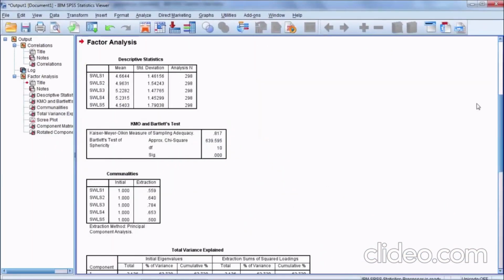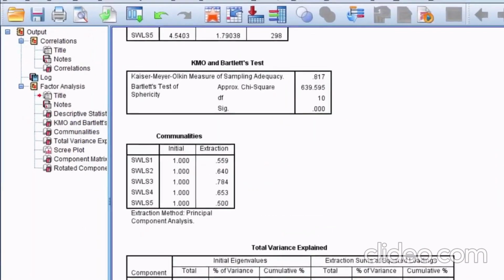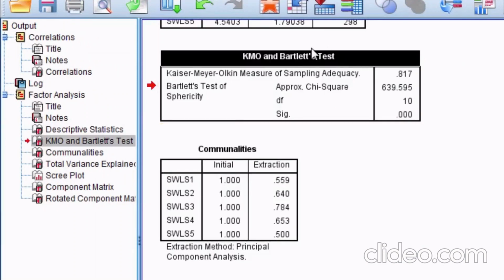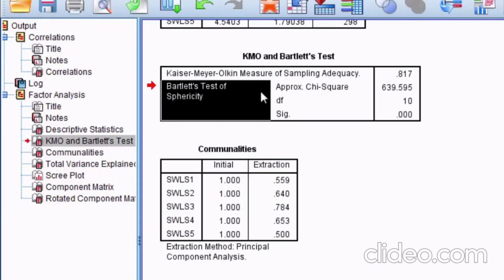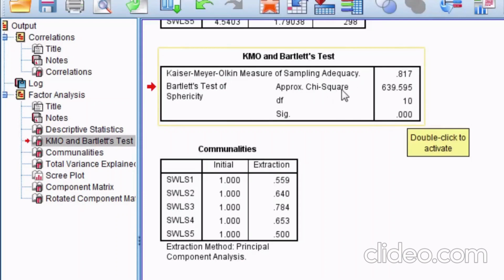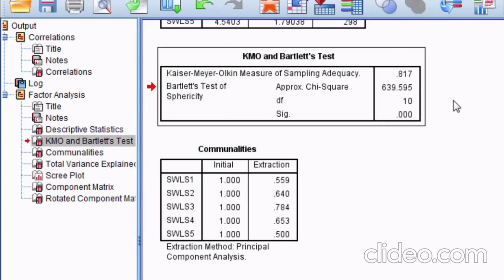And then here we have our analysis. The first table we'll look at is the KMO and Bartlett's test. This is sometimes reported, so I want to be sure that you understand what it is. Bartlett's test of sphericity is what we're going to focus on. We notice here that first of all, it is significant, less than 0.05, and it approximates a chi-square distribution, so we can consider it chi-square distributed.